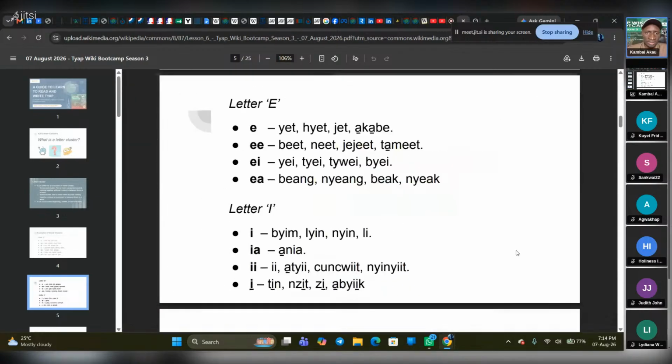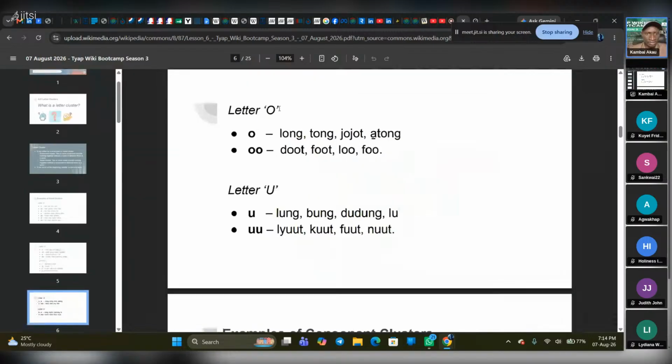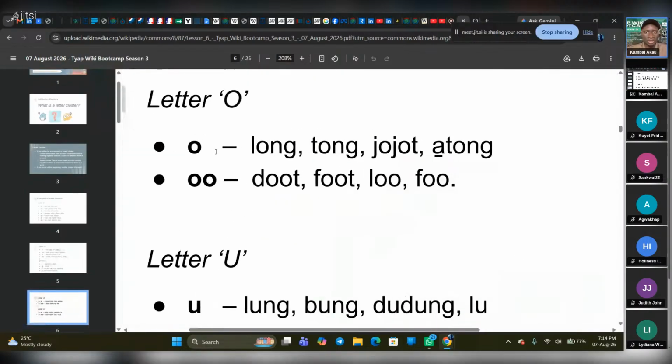And then under the letter O, we have examples such as long, tongue, jojod, and otong. They are under this short monophthong O sound, and then we have the long monophthong O sound. Examples, we have dode, we have fold, we have low, and then we have fo.